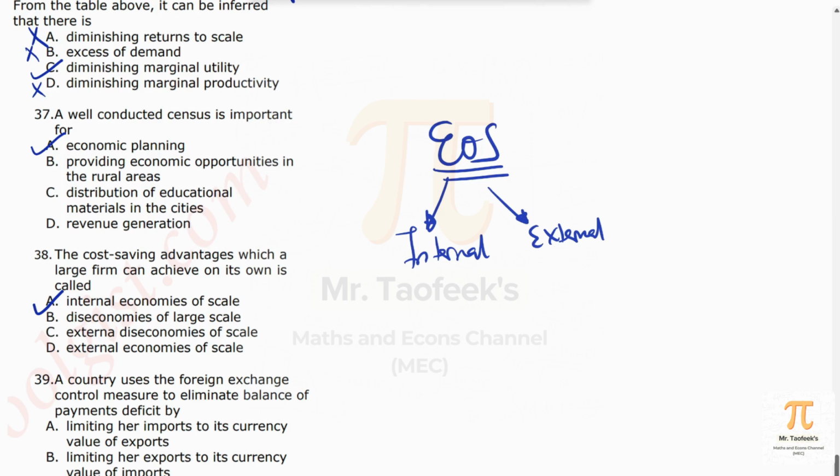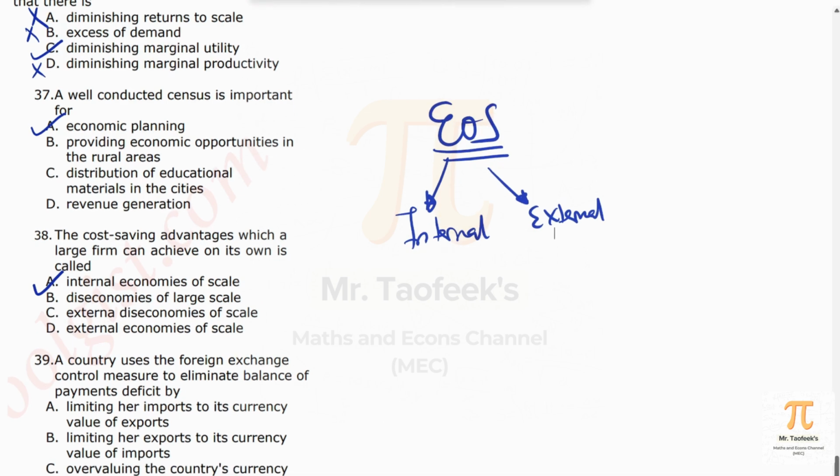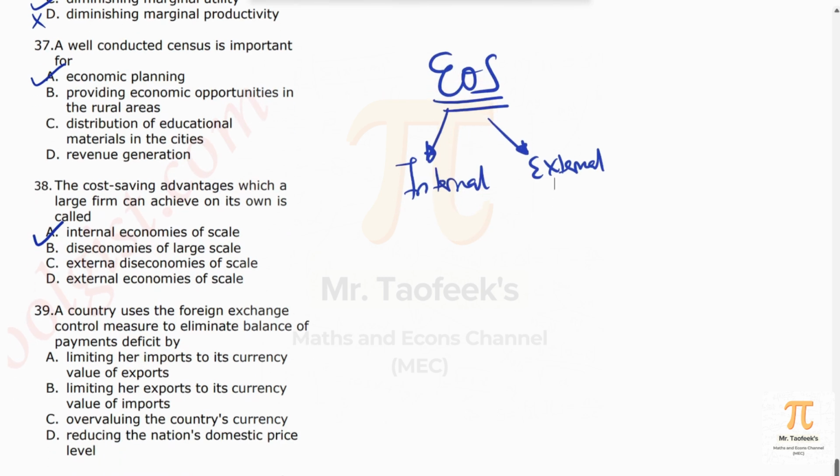Diseconomies of scale is the opposite of economies of scale. But here we're talking about cost saving. Diseconomies of scale start coming when the firm is having an increase in cost as output increases, due to bureaucracy and mismanagement. Bigger firms are more difficult to manage. So the answer is internal, because we're looking at the firm achieving this on its own. If it's about the industry, then it's external economies of scale, while diseconomies of scale is the opposite.